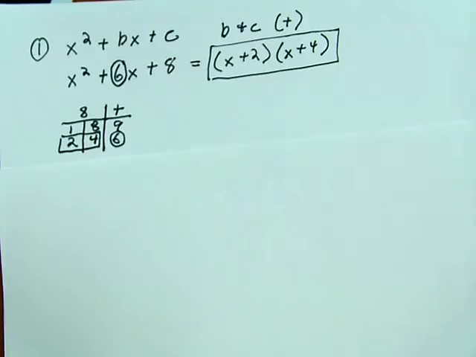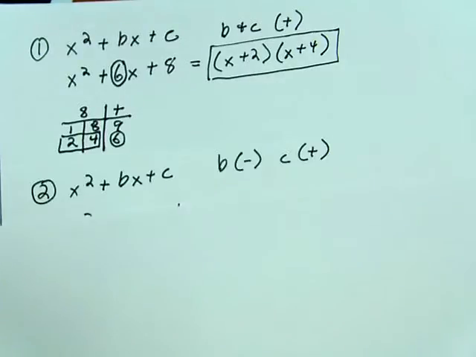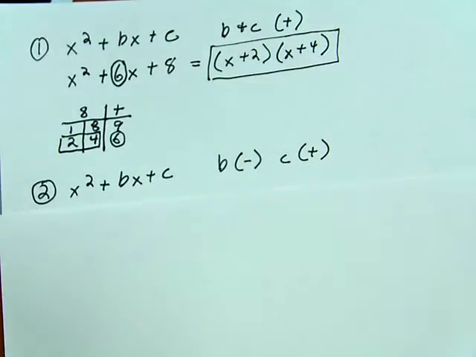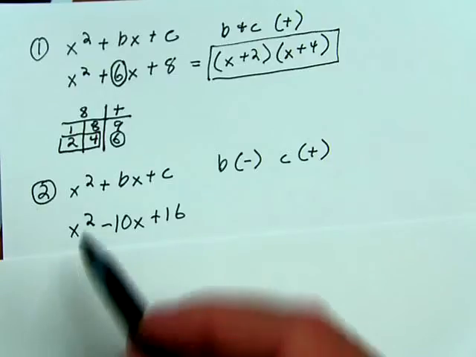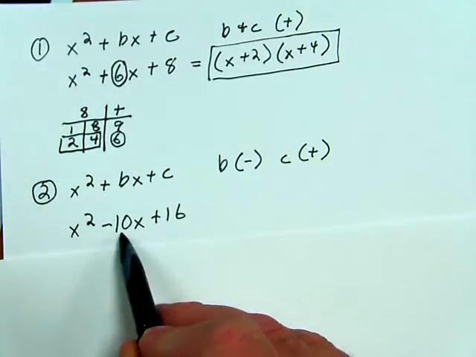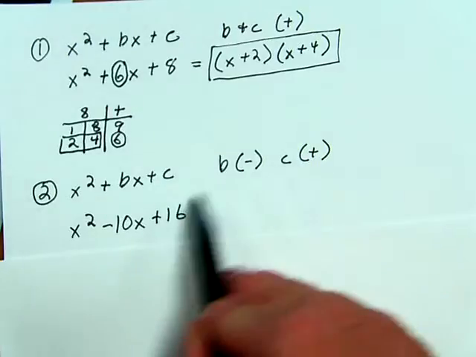So, okay, let's restart here with number 2. Example number 2, we'll get x squared plus bx plus c, where b is a negative number and c is a positive number. Here's our example: x squared minus 10x plus 16. So b is a negative 10 and c is a positive 16.